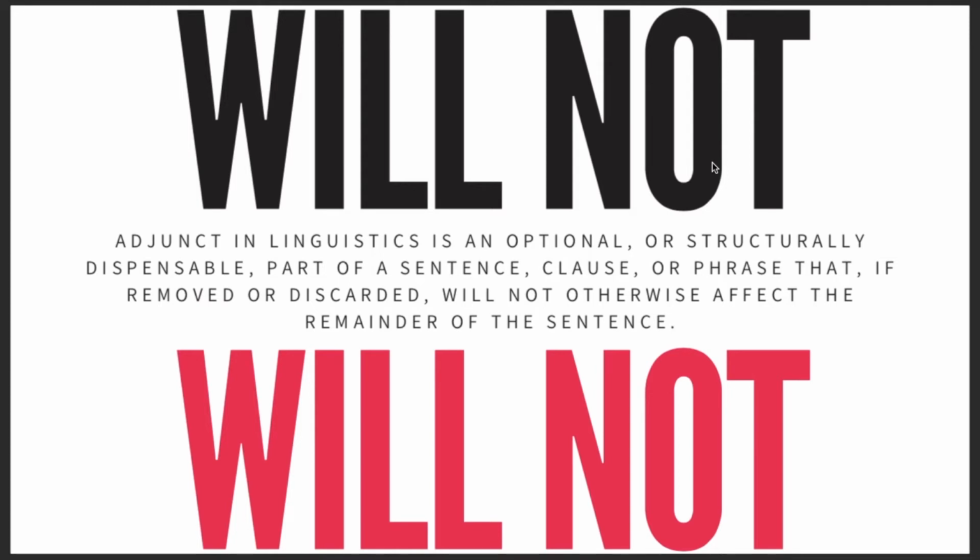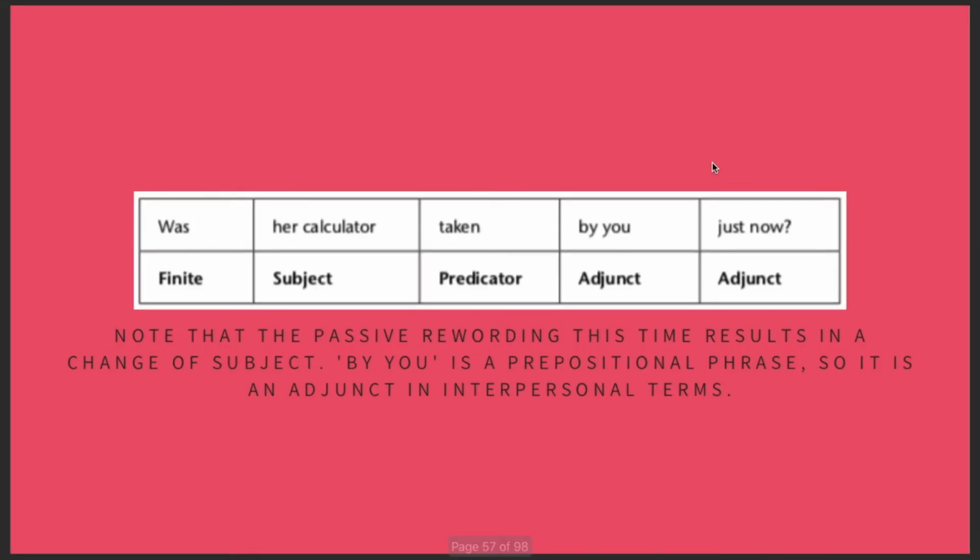An adjunct in linguistics is an optional or structurally dispensable part of a sentence, clause, or phrase that, if removed or discarded, will not otherwise affect the remainder of the sentence. Note that the passive rewording this time results in a change of subject. By you is a prepositional phrase, so it is an adjunct in interpersonal terms.